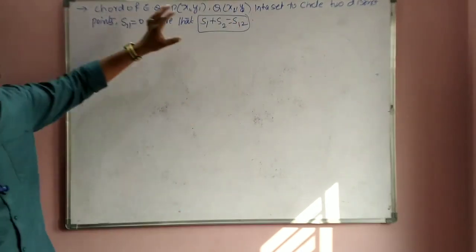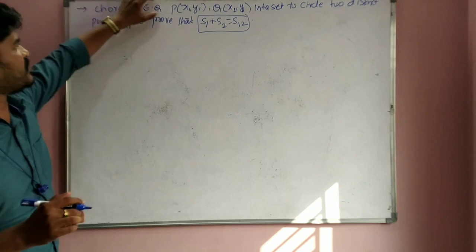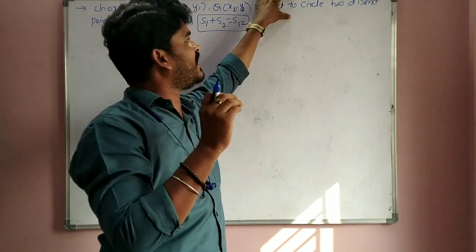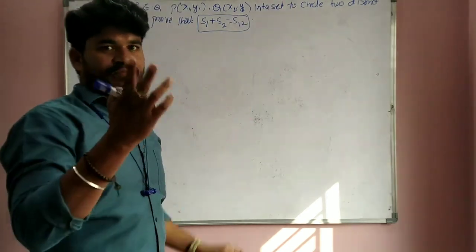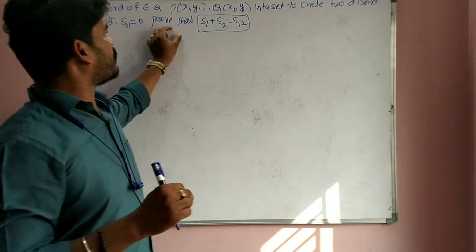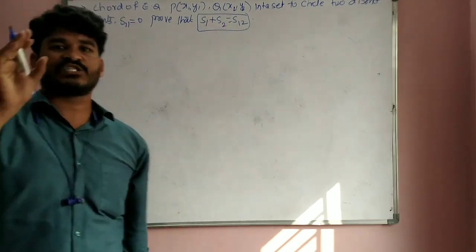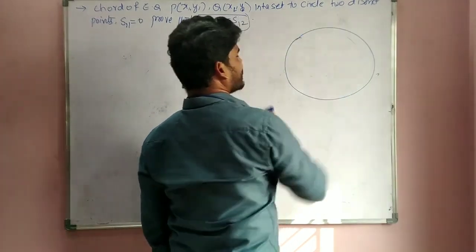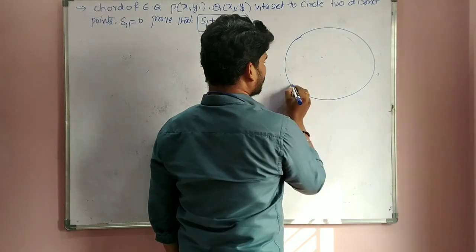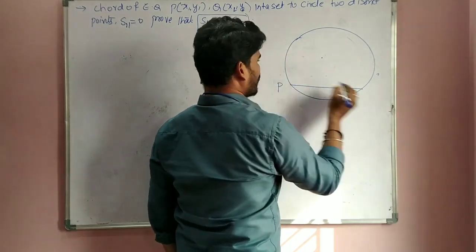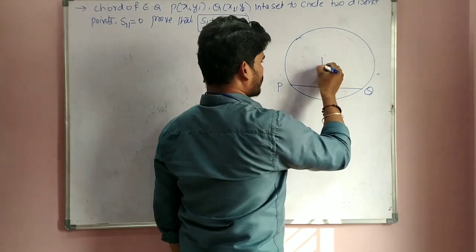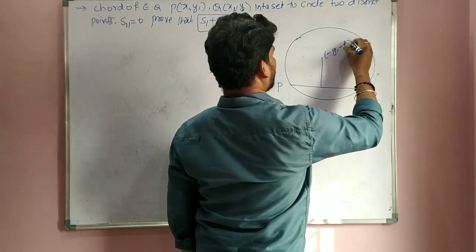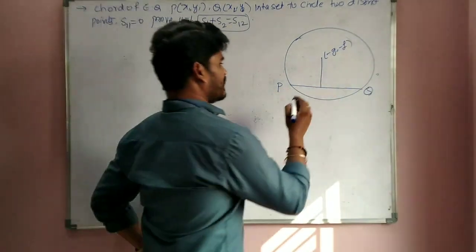This is the theorem. For this given condition, the chord has the equation with P x1 comma y1 and Q x2 comma y2 intersecting the circle, the secant of the circle, at two distinct points. Secant of the circle, S11 is equal to 0. Prove that S1 plus S2 is equal to S12. From this diagram, this is the circle, this is the center point, this is the chord PQ. Draw a perpendicular to PQ from the center point minus g comma minus f.